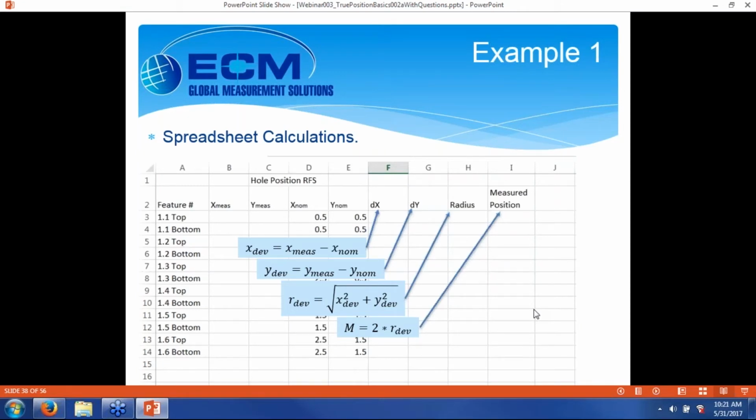That's a lot of work to do. If you've got software to do it for you, that's great. We do a lot of work with Excel and CMM, and we would just set up a spreadsheet of calculations. We'd have our nominal positions for all our holes, and then we plug these formulas into different columns for the X deviation, the Y deviation, the radius. X deviation is X measured minus X nominal. Same for Y. Again, the Pythagorean theorem right here, and then we double that for the measured position and compare that back to whatever our tolerance was.